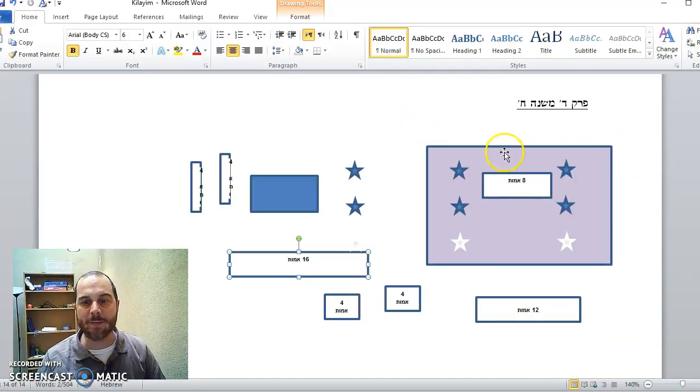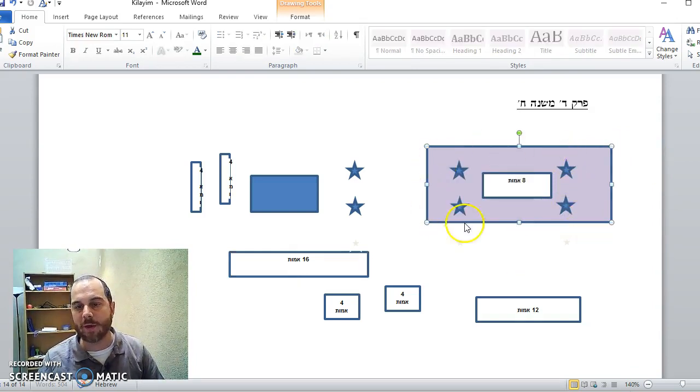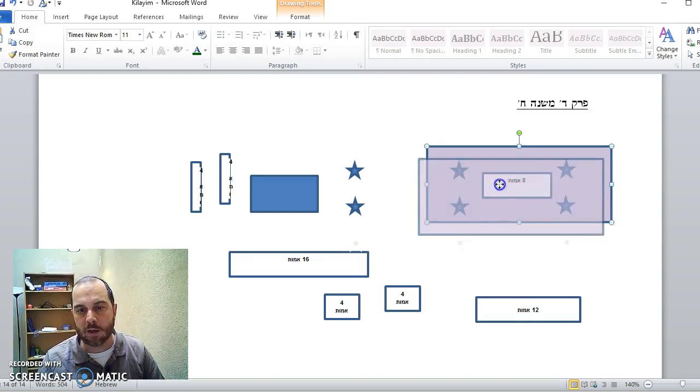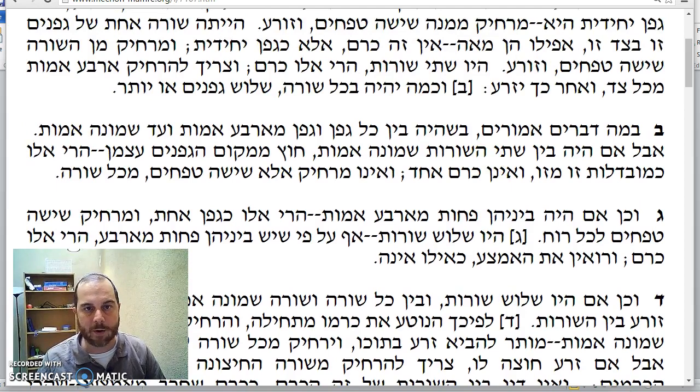So the Rambam seems to apply halachically the law of our Mishnah only in 3 by 3. It seems that according to the Rambam, if it was 2 by 2, none of these rules would apply, and they would always be treated like individual gefanim. I know it's a little bit confusing, and I want to stop here because I'm already going too long.